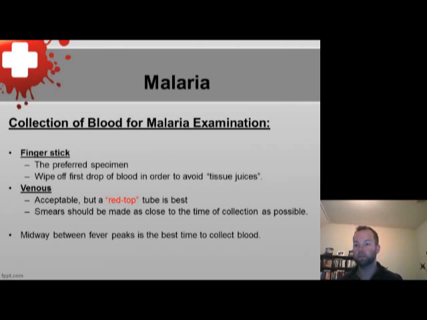You'd want to collect that in a red top, and you would want to make the thin and thick blood smears as soon as possible after collection using the red top. The time to collect is best midway between fever peaks, between these paroxysms.